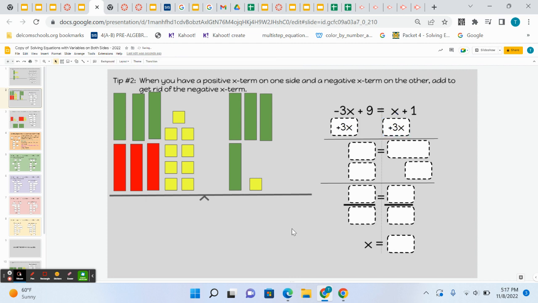Okay, and when we use tiles, I just said, okay, guys, think about what you get. Well, take out the 0 pairs. I can tell looking at my picture that on the left I have 9, and on the right, I have 4x plus 1.